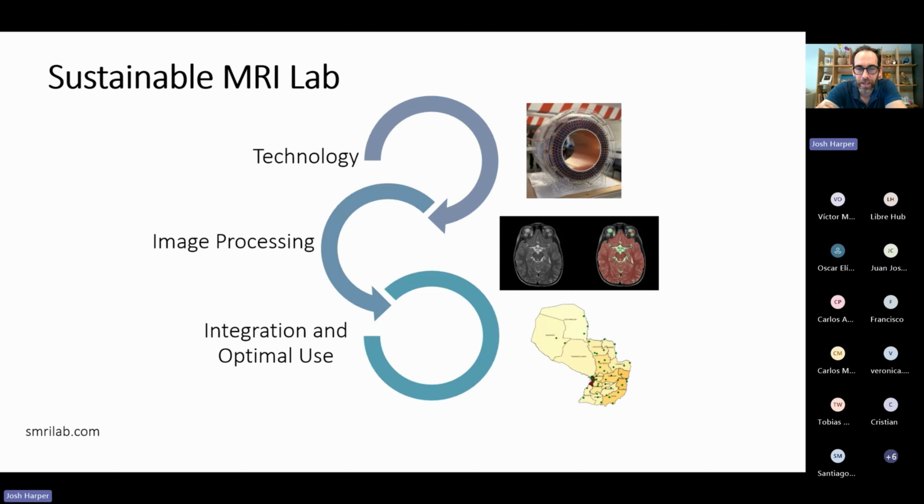So that's sort of in that spirit. The Sustainable MRI Lab that I run out of UPA is focused on the technology that's missing. So we're going to talk mostly about the technology today. But then we also want to incorporate how we use that technology. So image processing, for example, how are the diagnostics going to be done, and how do we integrate the technology into the workflow of the existing medical system. And that's the focus of our work here. But of course, today we're going to specifically talk about the technology side. So if you're interested in seeing what we're doing, smrilab.com is where we have a kind of clunky but okay website.